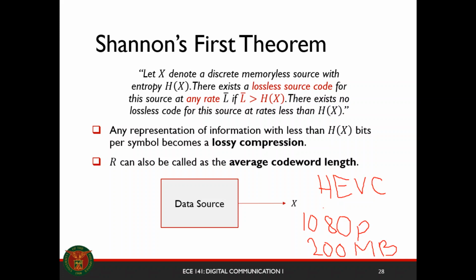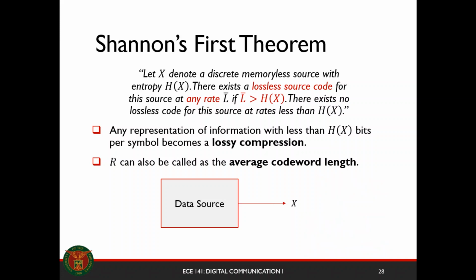If you use HEVC, High Efficiency Video Coding, your 2 gigabyte file will become 200 megabytes. But if you try to open it and play it, your processor will take a lot of power to be able to stream it properly. Anyway, that's an example of a lossless compression.